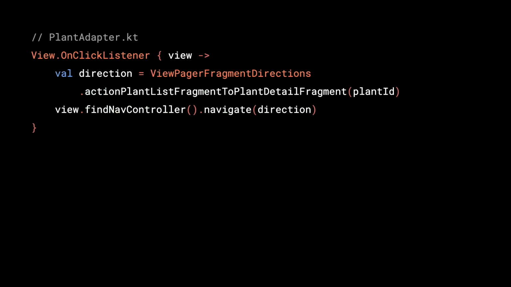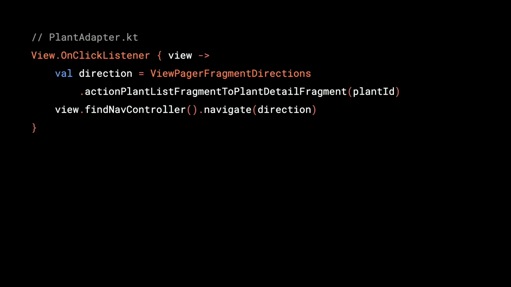Now going to the plant adapter, which backs the recycler view for the plant list. In here, we have a click listener that when a user taps on a particular plant, we want to obtain the direction of where the user wants to go. In our case, from the view pager to the plant detail fragment. And you'll notice that we passed a plant ID there. And finally, we find the nav controller, and then we navigate to that particular direction. If you don't put in the plant ID, you'll actually have a compile time error. So this is another way to guarantee that your data is there where it needs to be.